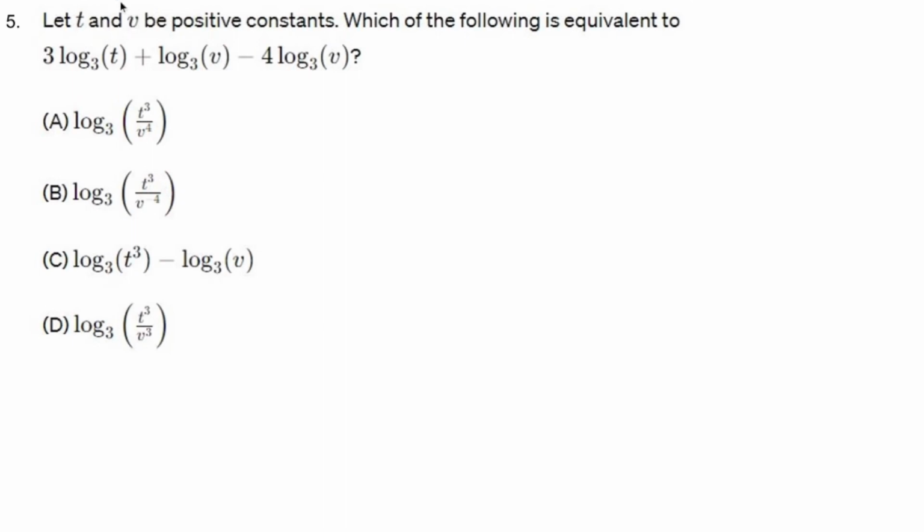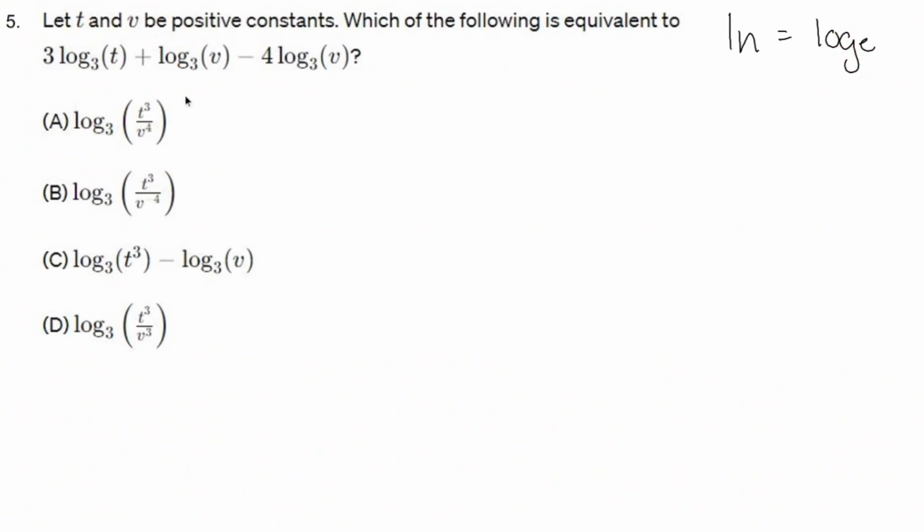Let t and v, something I watch too much of, be positive constants. Which of the following is equivalent to 3 log base 3 of t plus log base 3 of v minus 4 log base 3 of v? Well, whenever you have logs that are being added to each other, or ln's, because ln, by the way, if you forgot, happens to be log base e.